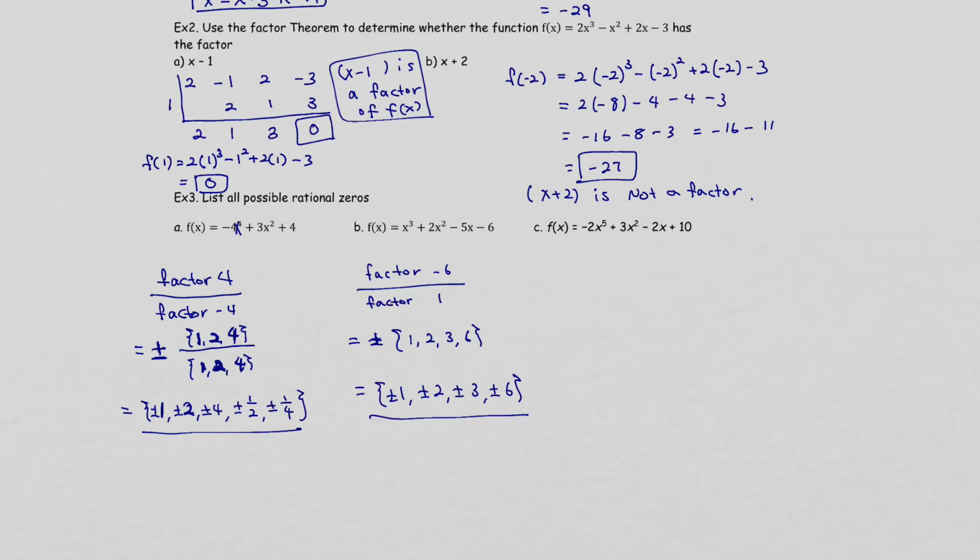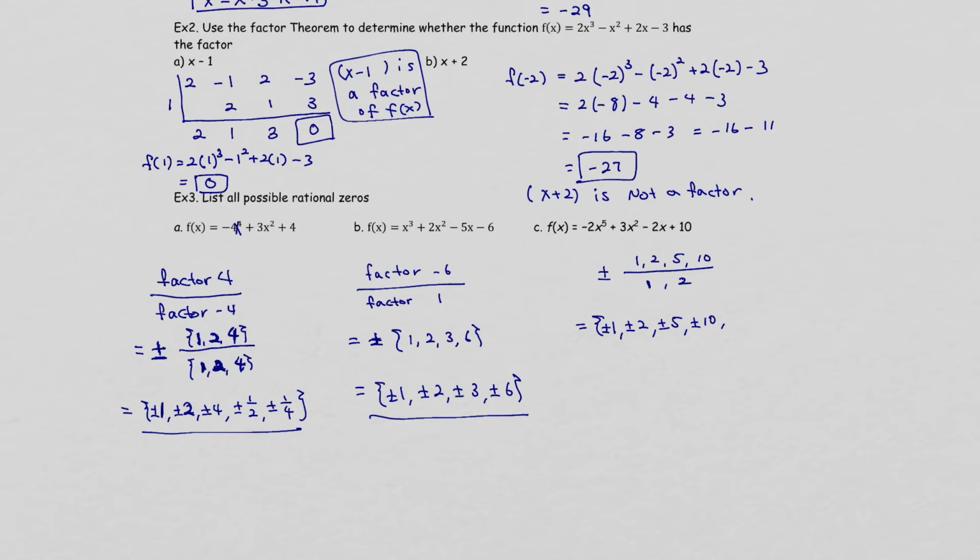The third one, you have constant positive 10 and leading coefficient negative 2. It will start with plus minus, and factors of 10 are 1, 2, 5, and 10. Factors of 2 are 1 and 2. If you mix and match, let me do all the whole numbers with denominator 1 first. That will be plus minus 1, plus minus 2, plus minus 5, plus minus 10.